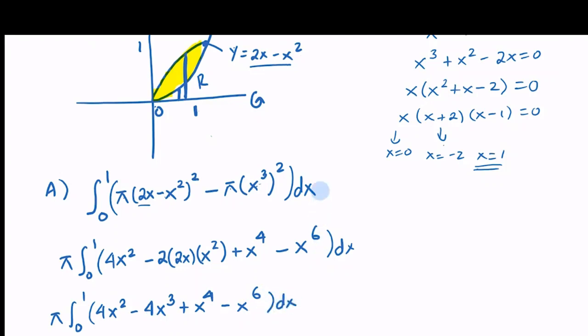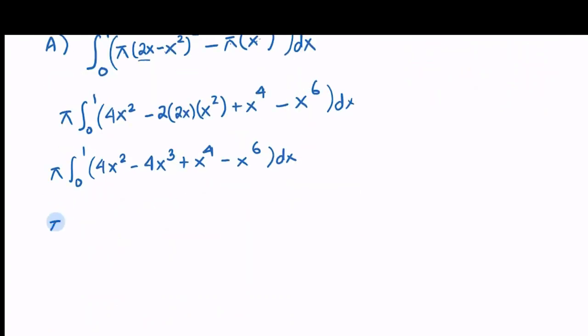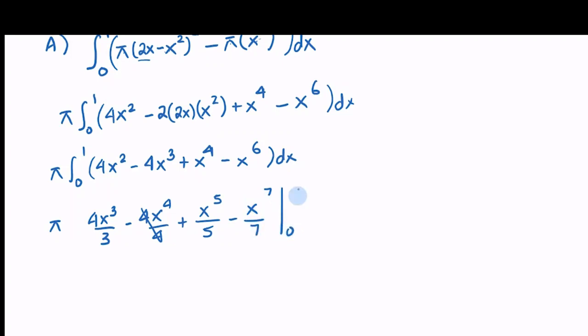So this integral we can go ahead and solve now. The antiderivative of 4x squared would be 4x cubed over 3. For this one, the 4 would remain. It would become x to the 4 over 4, so the 4's are going to cancel out, plus x to the 5 over 5, minus x to the 6, actually x to the 7 over 7, and we need to evaluate from 0 to 1. Don't forget the pi that's in front of everything. So if we plug in a 1, this is just going to be 4 over 3.